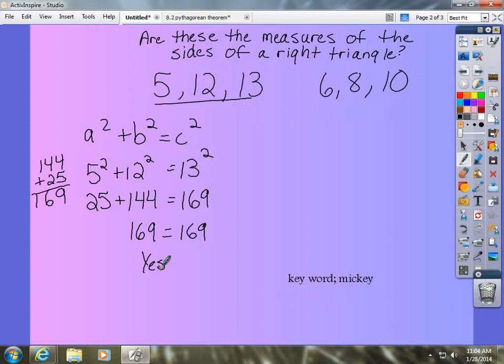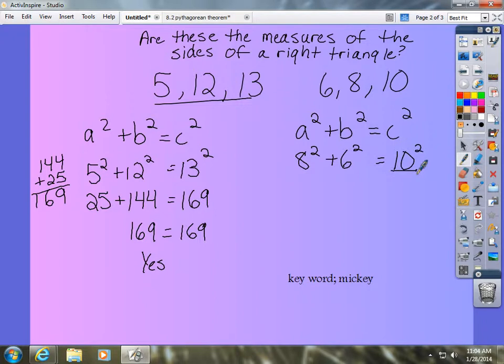Okay, now we're going to try the second one. I write a squared plus b squared equals c squared. I always write my equation just to make sure that I have it. My biggest number is always going to be my c, so I'm going to plug this in here. And then the other two, it doesn't matter. So I could have 8 squared plus 6 squared. It doesn't really matter as long as your biggest number is the hypotenuse.